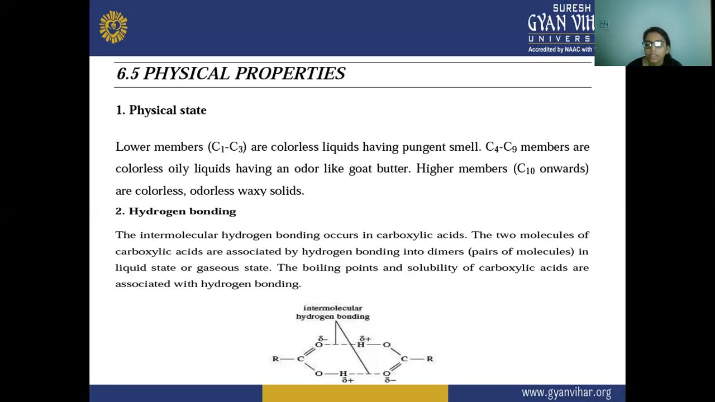The hydrogen bonding means the two molecules of carboxylic acid form an intermolecular hydrogen bond between the molecules, and they form dimers, which means a pair of molecules in the liquid or the gaseous state. So the boiling point and the solubility of carboxylic acids are dependent on this hydrogen bonding.